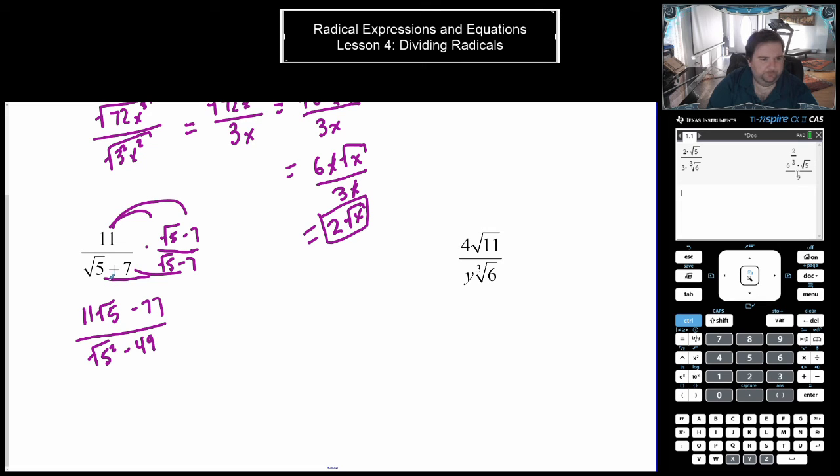I'm missing some. I'm missing a lot. I'm also missing this one and I'm missing that one. We also have that and negative 7 root 5.